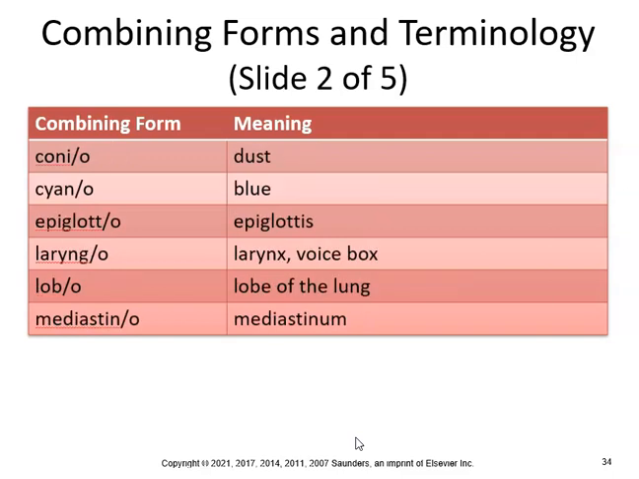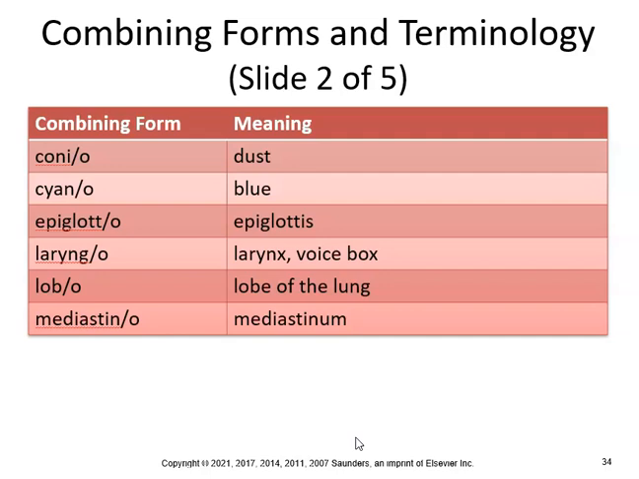So coni is dust. So pneumoconiosis would be abnormal condition of dust in the lungs. Pneumo is lungs. Coni, dust. Osis is abnormal condition. Cyanosis is blue, so condition of bluish discoloration of skin, usually because they lack some oxygen. So really the treatment for cyanosis would be give them supplemental oxygen.